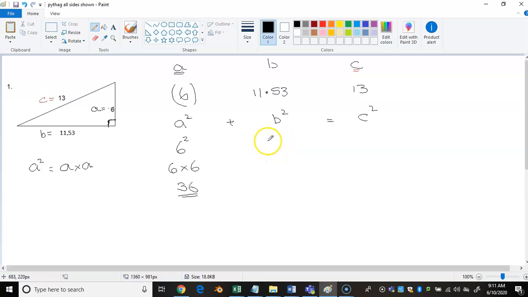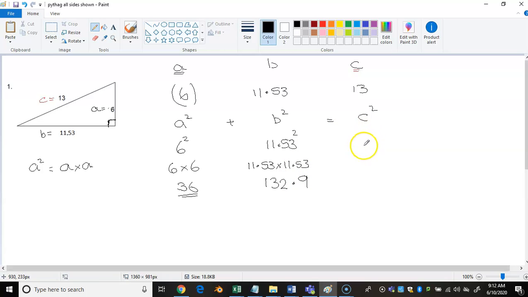Now B squared is 11.53 squared, which is 11.53 times 11.53, and I don't think your times tables are going to help you out too much there, apart from knowing that it's going to be somewhere between 121 and 144, which is 11 and 12 squared respectively. So we're going to get out the old calculator here, 11.53 times 11.53, and what do we get? We get 132.9, 0.9409. It goes on for a bit. I'm just going to keep it at 132.9.